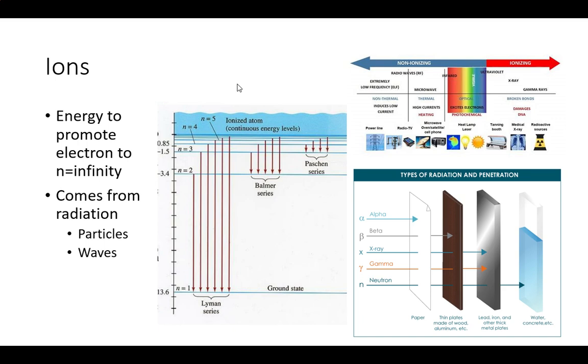Yeah. So somebody has to produce it by ripping the electron off. What happens when I rip that electron off? It's got to go somewhere. It's going somewhere with energy. So what happens when that hits something?